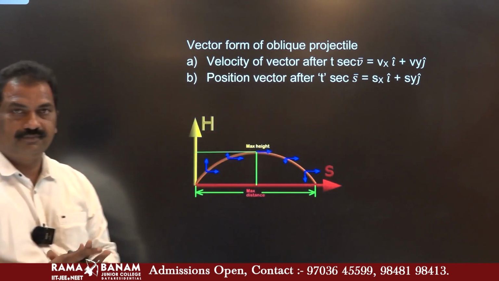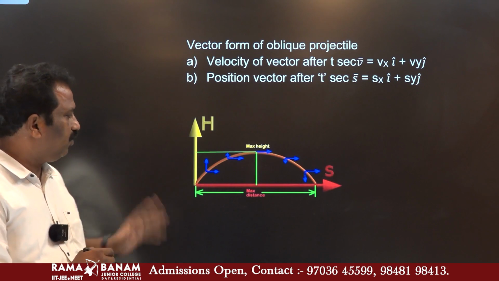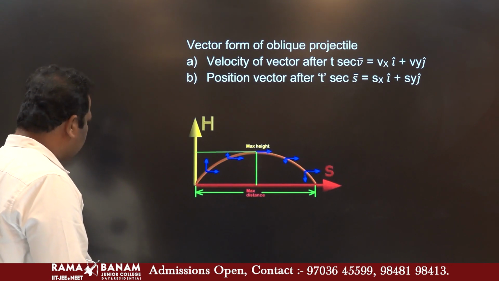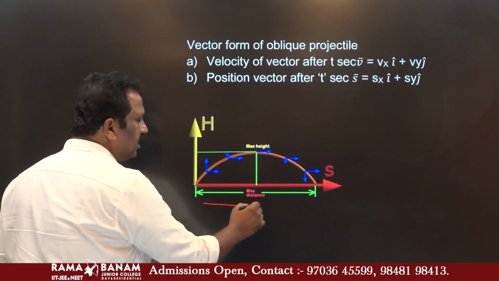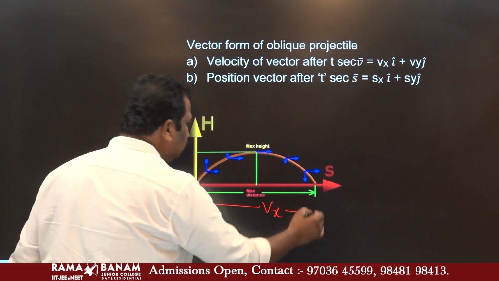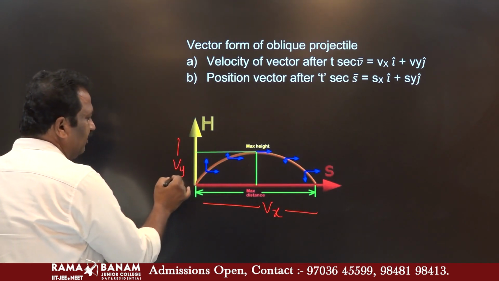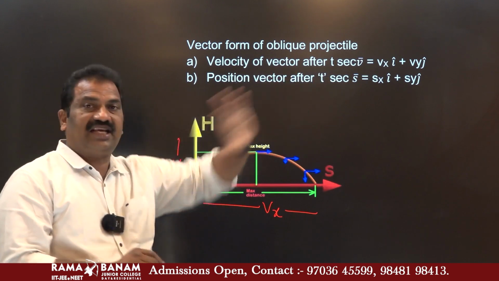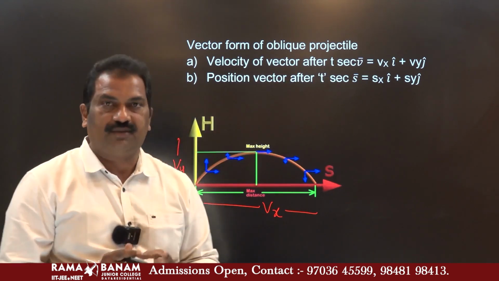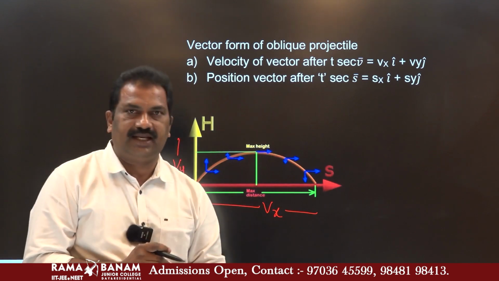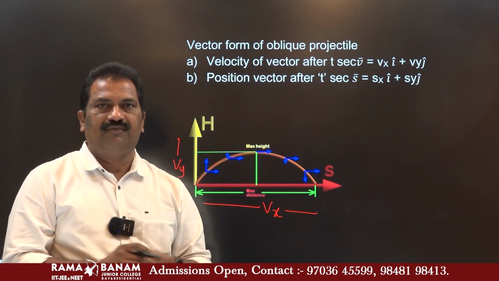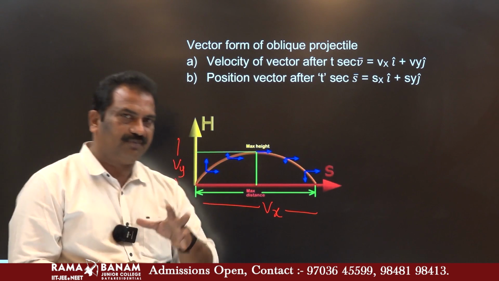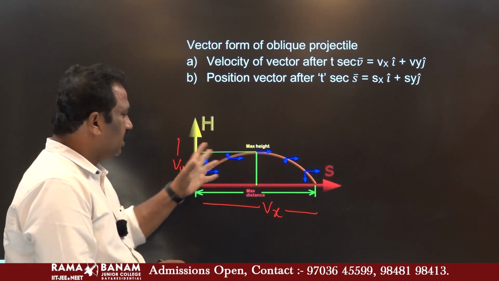vector manner? See here, in vector manner, we already know that when a body is projected making an angle theta, this is the horizontal component, Vx, and this is the vertical component, Vy. Generally, we have equations of motion. One is v is equal to u plus at, s is equal to ut plus half at square, and v square minus u square is equal to 2as. These are the main basic equations, so we have to substitute in the equations of motion for the projectile.